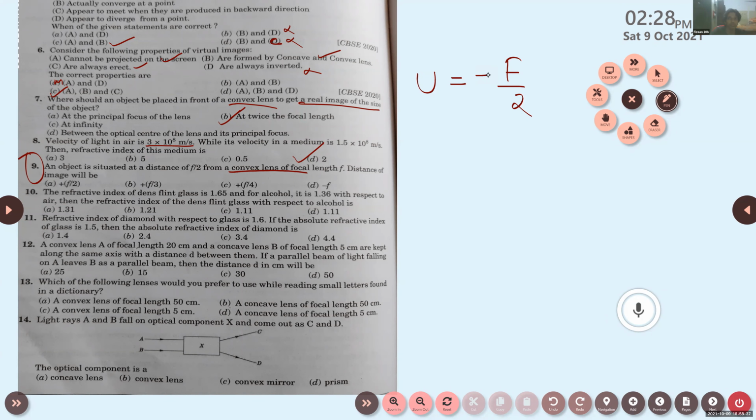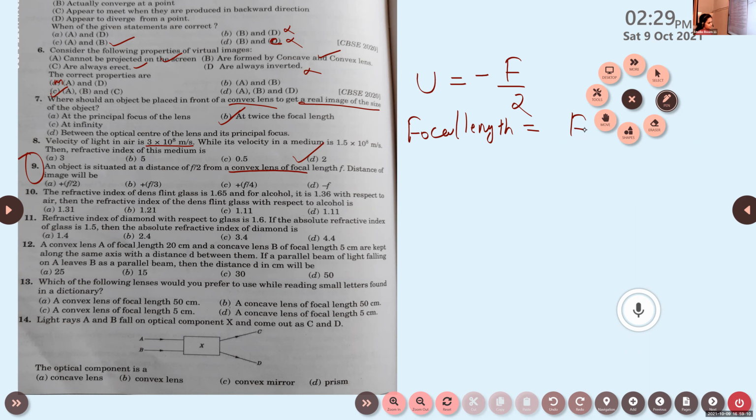Good. Any other parameters provided here? Read the question carefully. An object is situated at a distance of f by 2 from a convex lens of focal length f. The focal length is given. Focal length F is equal to f. Is it positive f or negative f?